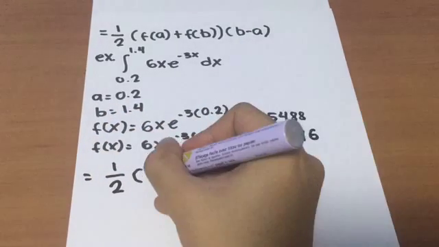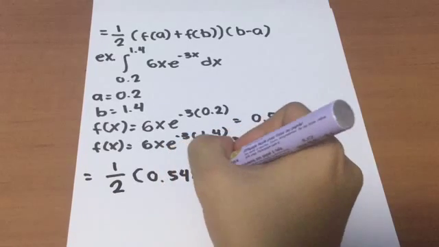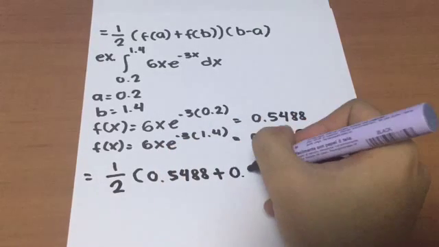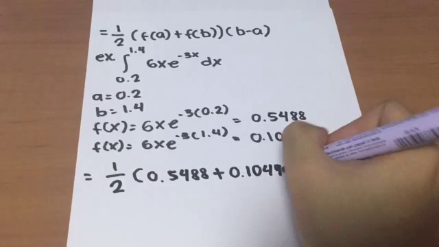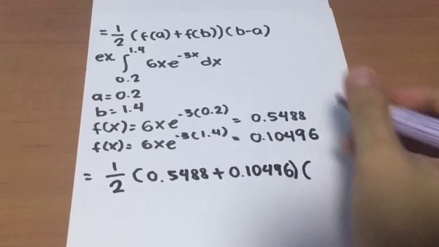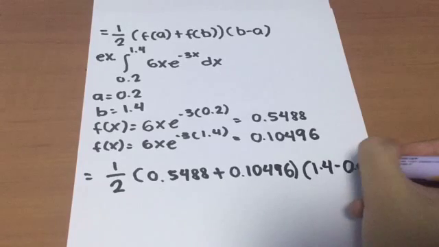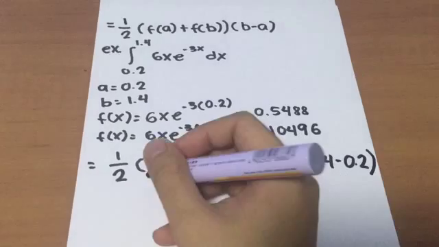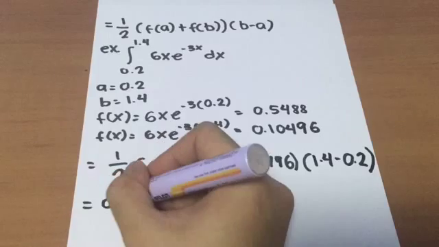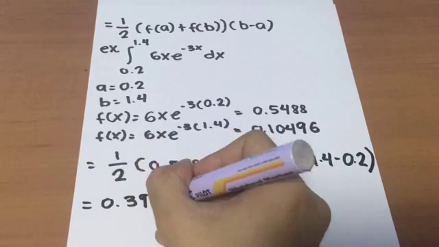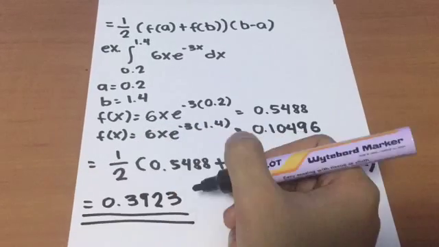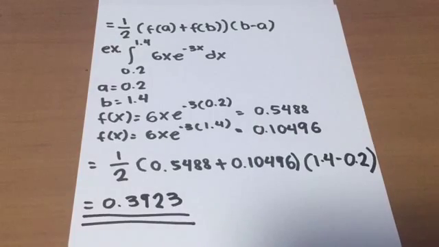Okay, and we simply plug those values into our main equation. So we have 1/2 here times 0.5488 plus 0.10496, and we multiply that by our b minus a, which is 1.4 minus 0.2, and we get 0.3923. That's it for our trapezoidal rule.